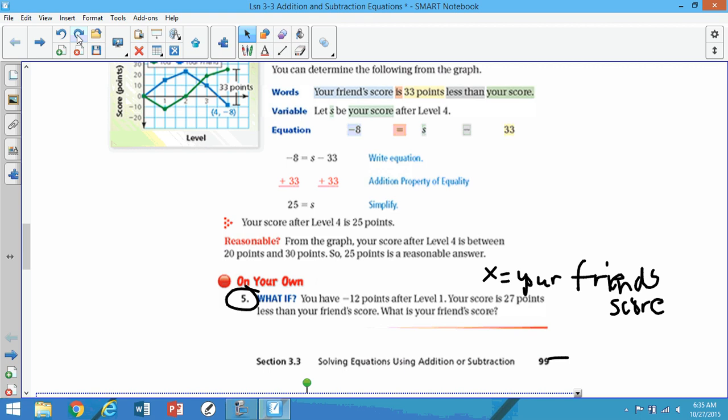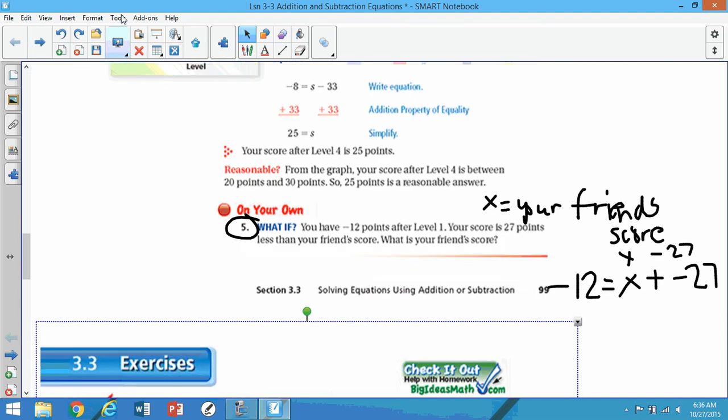Okay, so in this equation, you have negative 12 points, and that equals x plus a negative 27. Now, I changed it to plus a negative. It is truly minus 27, and you can write it like that. I just choose to always change it. It's not necessary, but it's what I like to do.